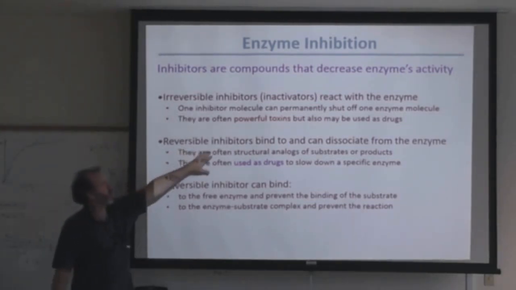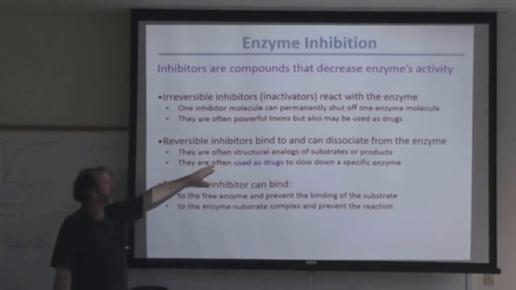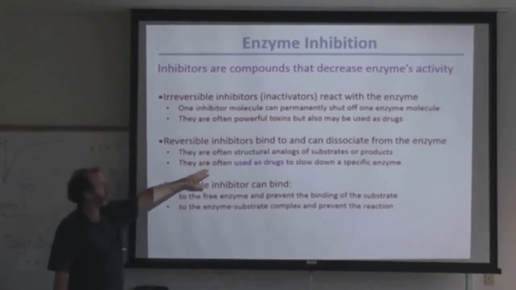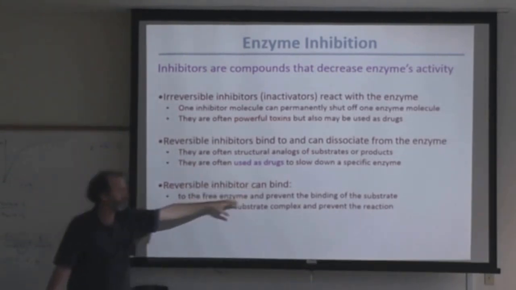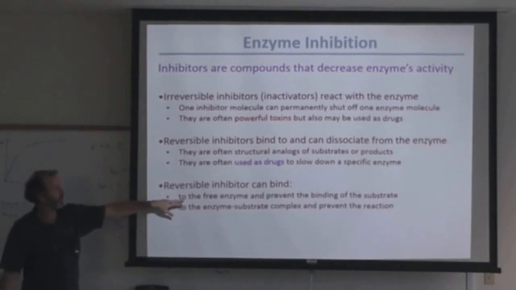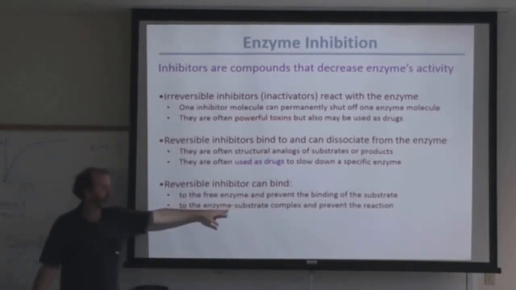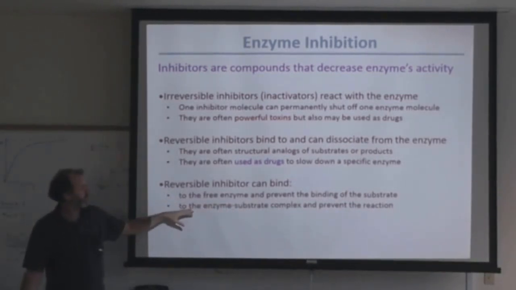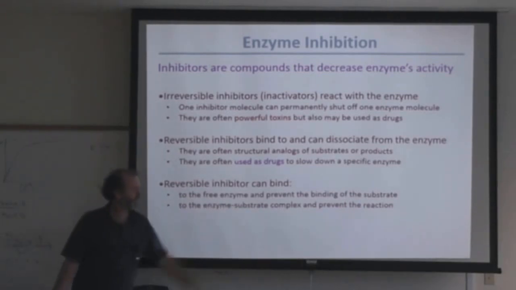Reversible inhibitors will bind to and can dissociate from the enzyme. They're often structural analogs of substrates or products, and they're often used as drugs to slow down a specific enzyme. So a reversible inhibitor can bind to the free enzyme and prevent the binding of the substrate to the enzyme substrate complex and prevent the reaction.